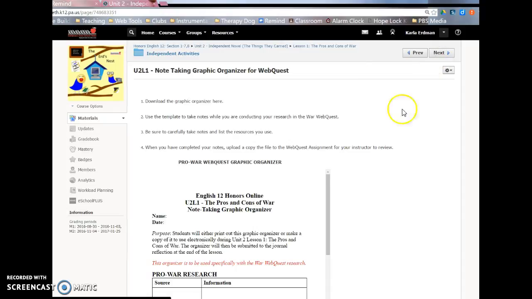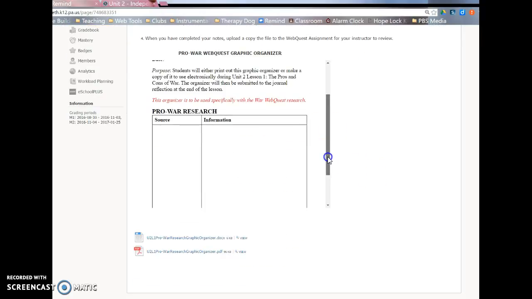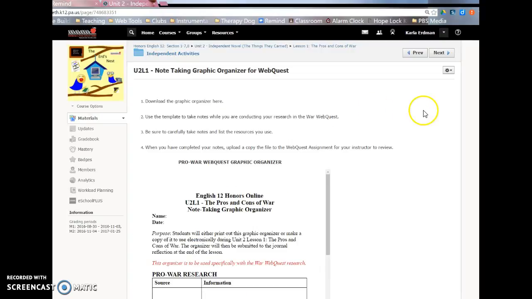Moving into your independent activities, you have vocabulary practice like normal. Then you have a note-taking graphic organizer for your web quest. This is the very start of the web quest. You are going to be focusing on the pro of war research. You want to do some research. There are links within the web quest that should help you with that research.